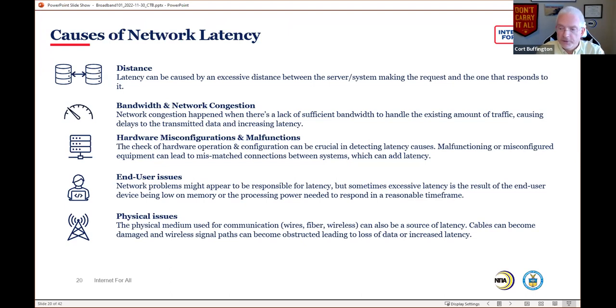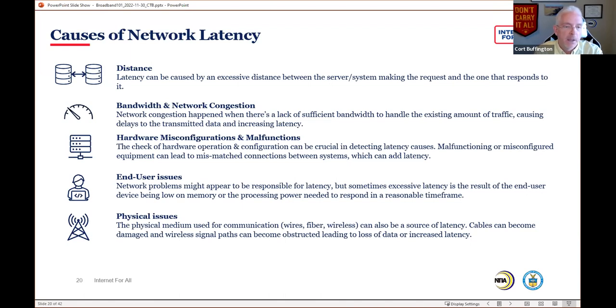Hardware misconfigurations and malfunctions can also cause problems with latency. There's a lot of equipment out there. It can get misconfigured. Sometimes an update or a patch is applied and something doesn't work out right. So misconfigurations and malfunctions definitely happen.